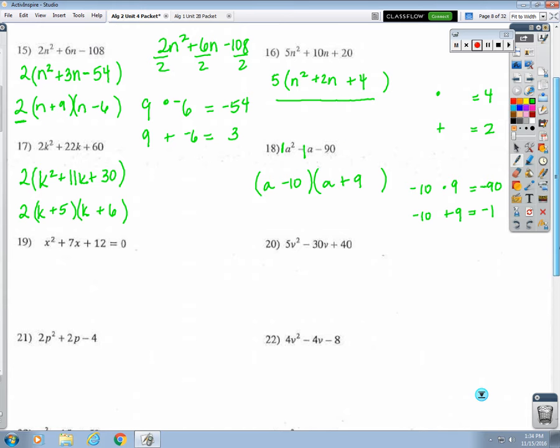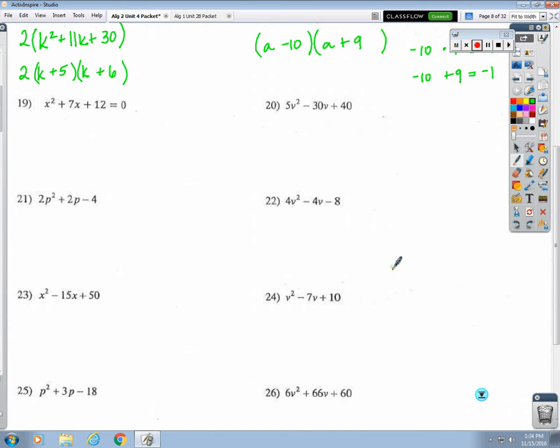All right, number 19. This is another one with an a value of 1, so we don't have to worry about a GCF. We can just go right into factoring. But this time it's set equal to 0, and we'll talk about what that means in a second. First, just factor it like normal. X times x, and then what numbers multiply to 12 and add to 7? 3 and 4, or 4 and 3, however you want to write it.